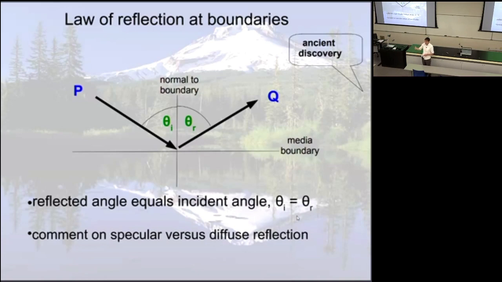Now when I say that the reflected angle and the incident angle in the law of reflection are the same, in reflection off a mirror or off the surface of water, what are these two angles? Well, this diagram shows us that. This horizontal line indicates the boundary between two different optical media. So maybe above the line is air, and below the line is water. So this is the boundary between air and water. It could be air and glass, it could be glass and water, but it's the boundary between two different optical media.